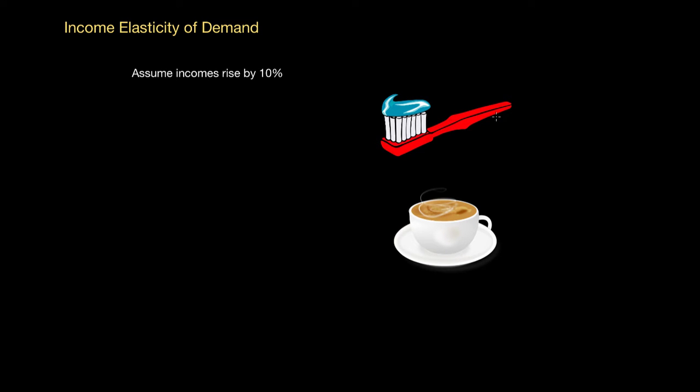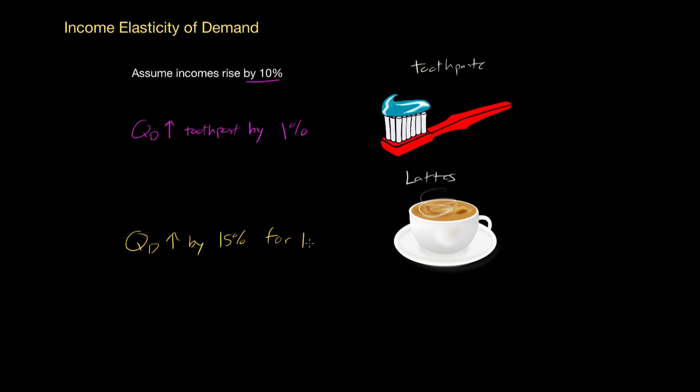All right, here we have toothpaste on the top. That's the good in question. And on the bottom, we have lattes. Everybody loves a latte. What's the difference between toothpaste and lattes? Just like before, let's go through an example here. Now we're assuming that incomes rise by 10%. Let's assume that this 10% increase in income leads to a very minimal increase in the quantity demanded of toothpaste. Let's assume that the demand for toothpaste only goes up by 1%. On the other hand, let's assume that demand for lattes goes up by 15%. So we've got a 15% increase in the demand for lattes and only a 1% increase in demand for toothpaste.